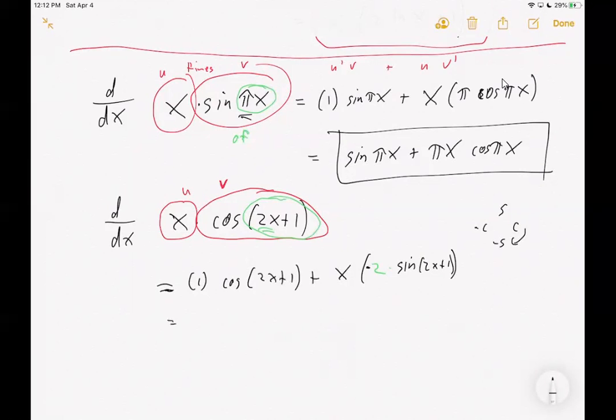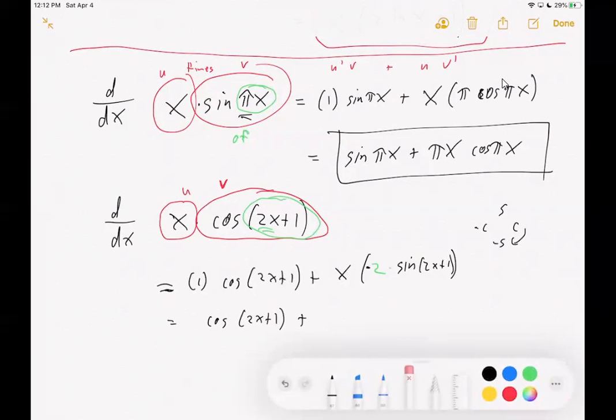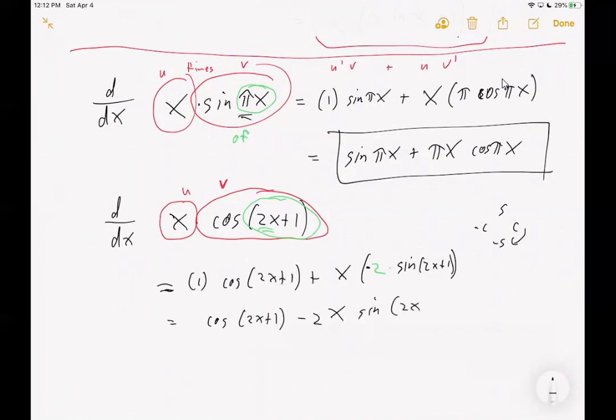Obviously, we want to clean this up to look more like cosine of 2x plus 1, which you could have done in the first step, leave the 1 out, and then it's going to be a minus. As you get better at this, you may be able to just do it all right in your head right away. Minus 2x sine of 2x plus 1. So there is the answer.